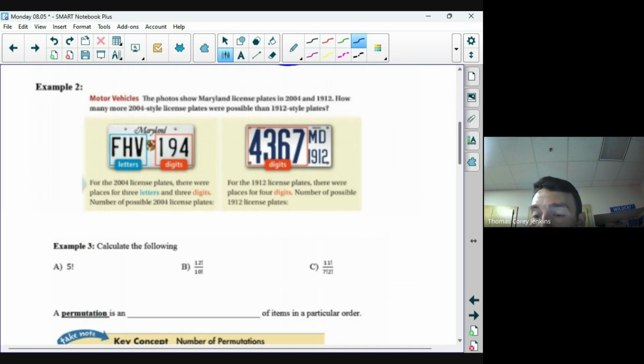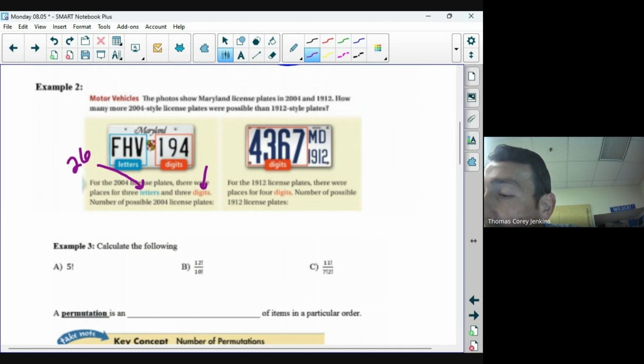Okay, so if we're talking about letters, how many letters are there to choose from? 26. What about digits? How many digits are there? Thinking about a keypad on a phone. 10, right? Usually, sometimes people say 9, but we include 0 in there as well.